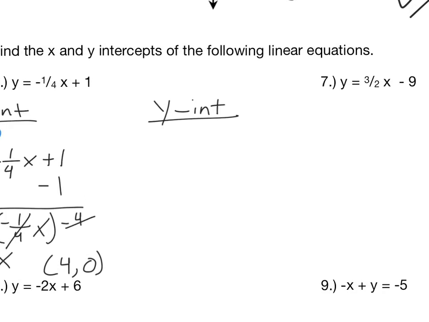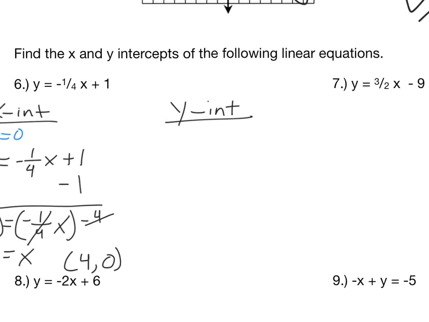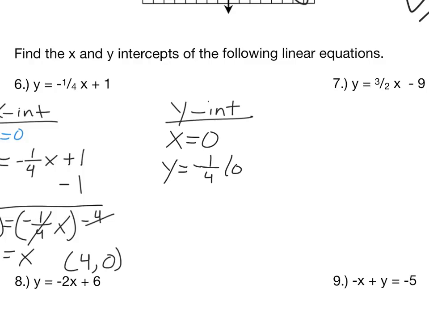How do we find our y-intercept? Well, for y-intercept, x has to be 0. Right? So anywhere we see an x, we're going to plug in a 0. So this would be y equals negative 1/4 times 0 plus 1. Well, negative 1/4 times 0 is 0, right? That's just going to disappear. And we're left with y equals 1.